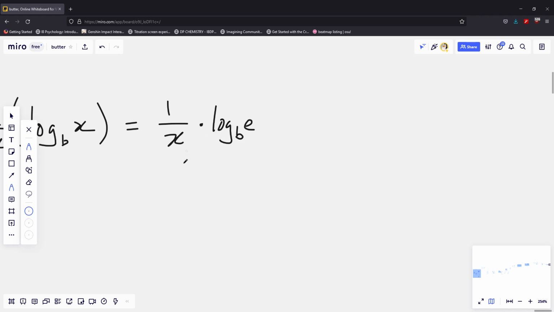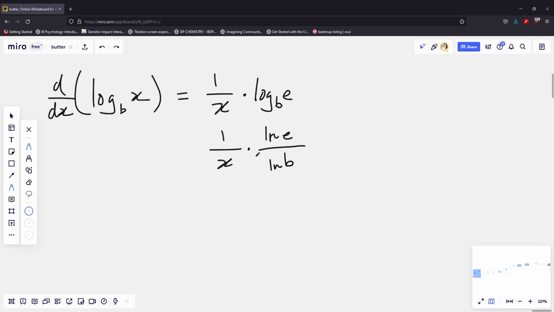Knowing this, we can actually simplify it a bit further. If you recall logarithm rules, you can change this into ln of e over ln of b, because the value goes up here and the base b is the denominator. That's just a logarithm rule. And then ln of e is 1. So this is 1 over x ln b, the formula for the derivative of log base b of x.